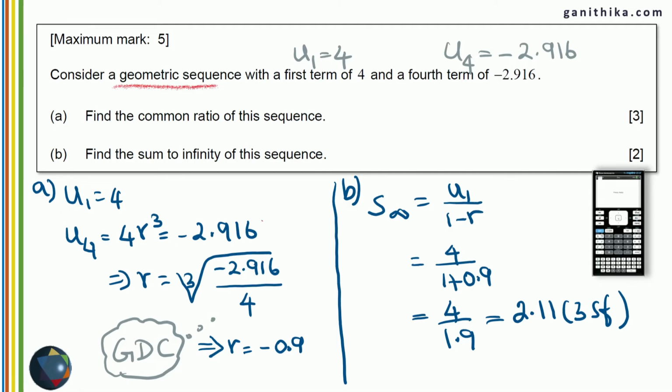Let's go for the marking scheme. Writing the U4 in terms of r and finding r using GDC carries 3 marks like this, A1, M1 and A1. And for B, using the correct formula and substituting the correct numbers into the formula and finding the last value, M1 and A1, just 2 marks for this. This is one of the simplest questions possible for sequences and series. So never miss such questions in your examinations and use GDC efficiently in these questions. Let's proceed to the next question.